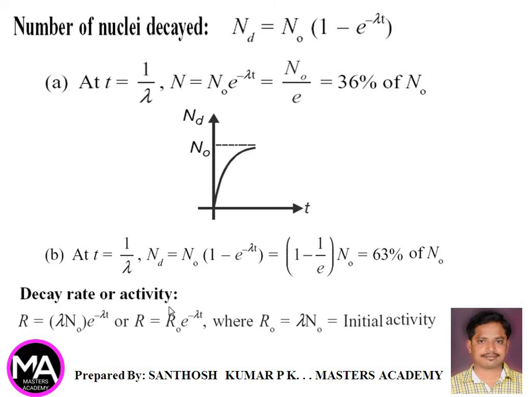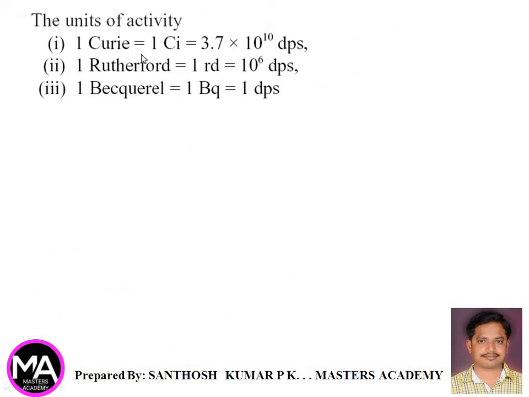Next, decay rate or activity. So we know that radioactivity is given by lambda N naught into e to the power of minus lambda t. This lambda into N naught is equal to R naught, where R naught is the initial activity. Next, the units of activity. We know that the SI unit is Becquerel. There are two more units, that is Curie and Rutherford. One Becquerel is nothing but 1 disintegration per second. 1 Rutherford is equal to 10 to the power of 6 disintegrations per second, and 1 Curie is equal to 3.7 into 10 to the power of 10 disintegrations per second.